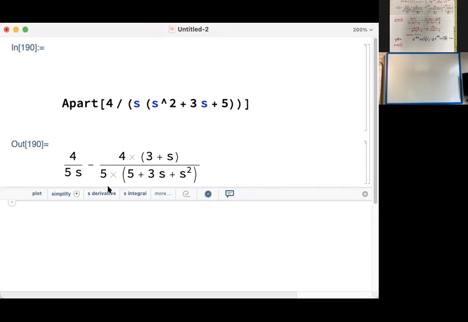So Mathematica says 4 over 5s minus 4 over 5s, I'm writing this on the paper, plus 12 over 5. Now, that's not the way Mathematica wrote it. I got my s squared plus 3s plus 5, which I'm going to write as a difference of 2 squares.